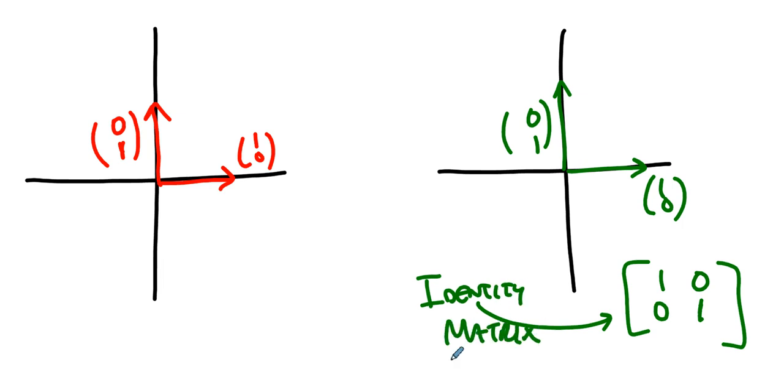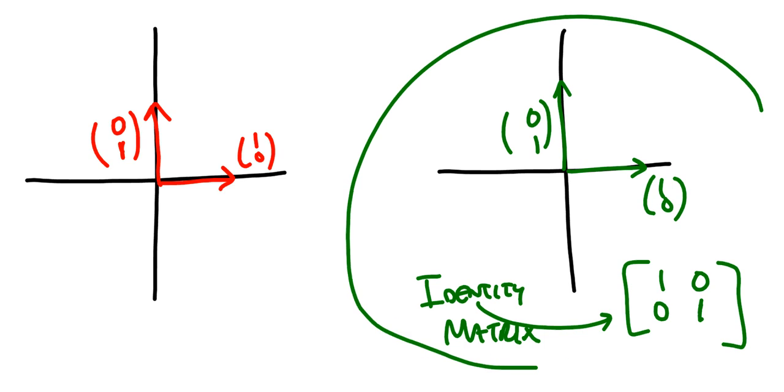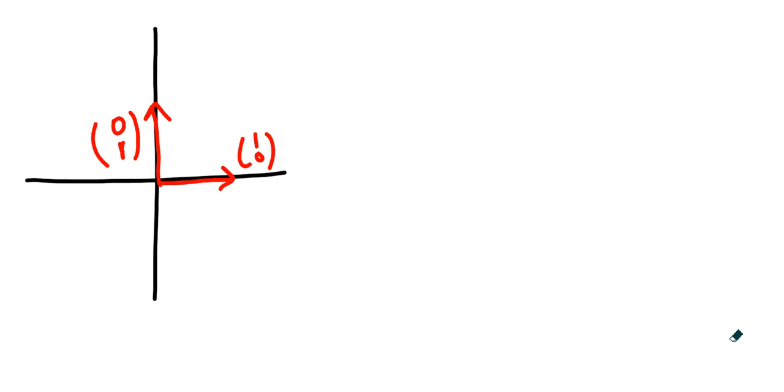Well, what happens if you multiply the identity matrix by a matrix of coordinates? Nothing. And that makes sense because the identity matrix is the transformation that does nothing. Okay, well, let's make this just a little bit more interesting. What if we want to do a reflection over the x-axis?